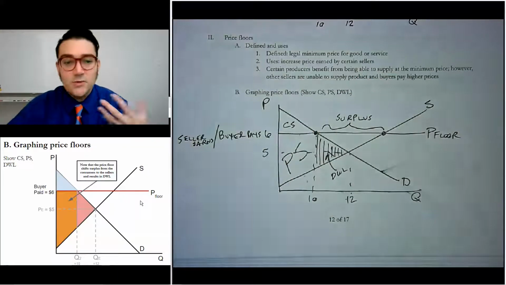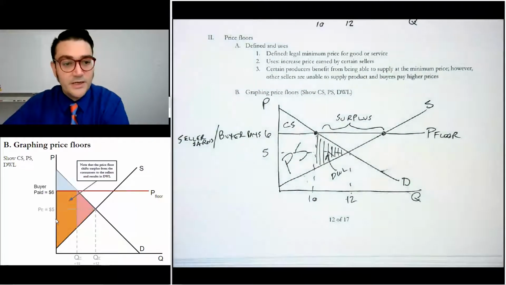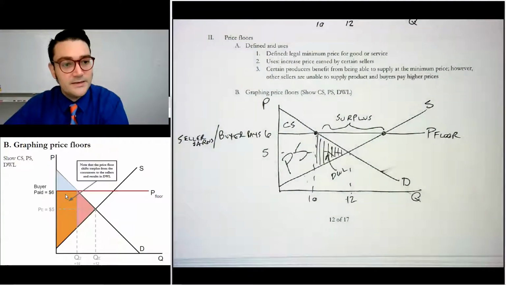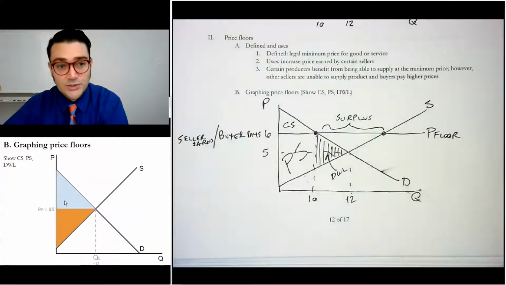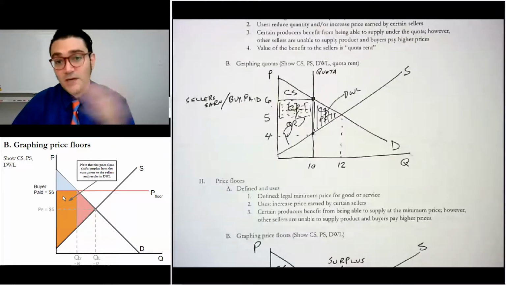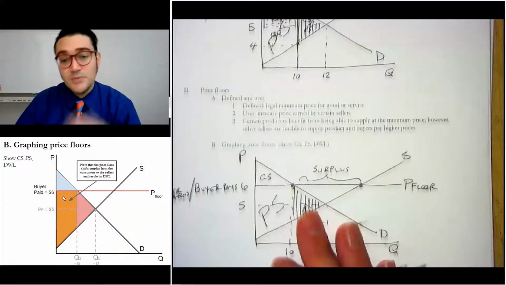And so you can see that once again, and I'm going to switch back here, that it's transforming some of that surplus here from the consumers, which used to be blue, to the producers. So again, both of these shift some of that surplus away, and both of them result in deadweight loss.